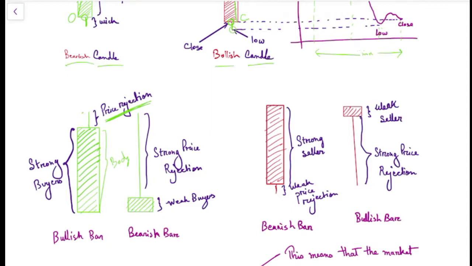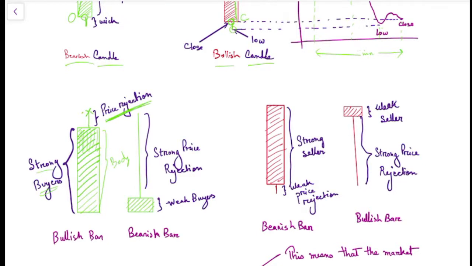What is price rejection? Rejection is when someone comes and buys, or does the trade, at a higher price, but the market doesn't like that price, so it pulls it down to this part. So this is the price rejection. Someone is putting a price, but the market is rejecting it. So it has a smaller price rejection because the wick is small, and it has a strong buyers effect because the body is big.